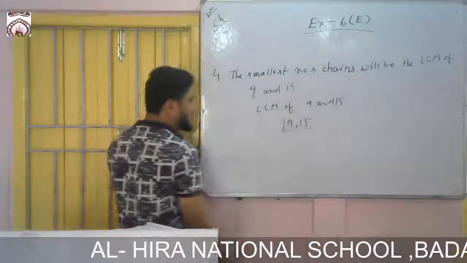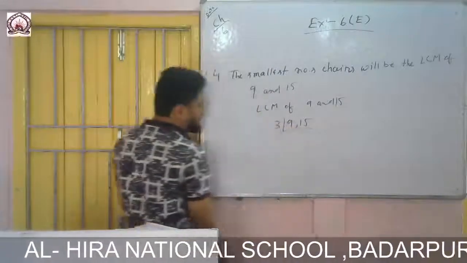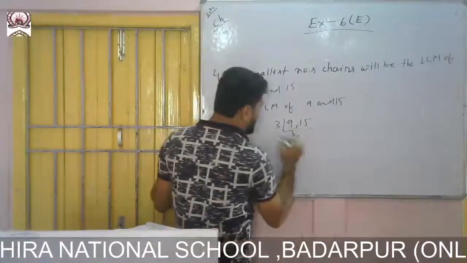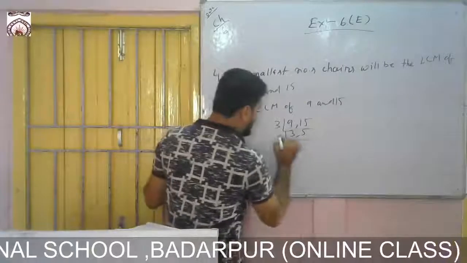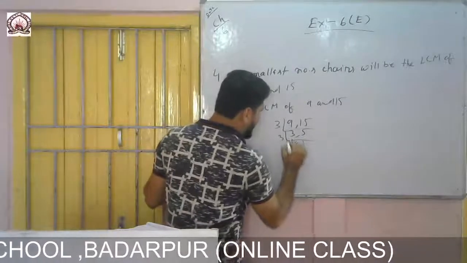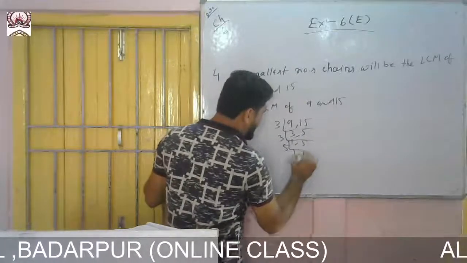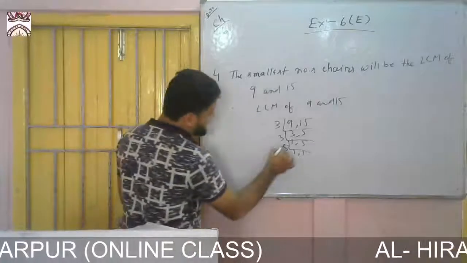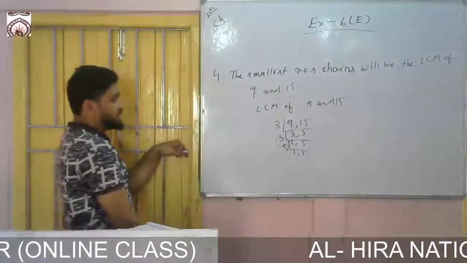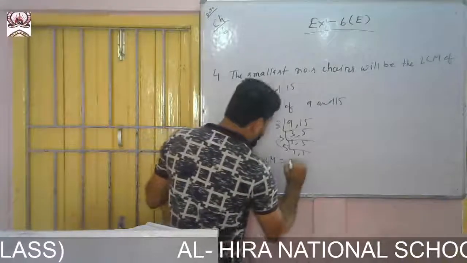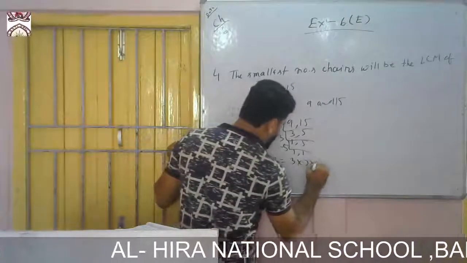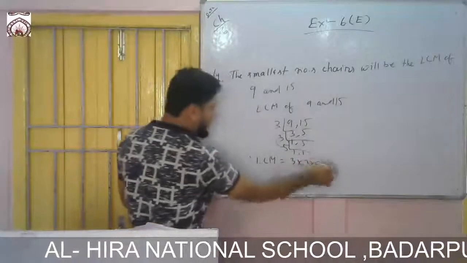So let us take a common factor at a time. 3 3s are 9, 3 5s are 15. Okay, so 3 1s are 3, 5 remains, again 5 1s are 5, so 3 5s are 15 and 15 3s are 45. Therefore LCM equals 3 into 3 into 5 into 1 into 1, which I took.